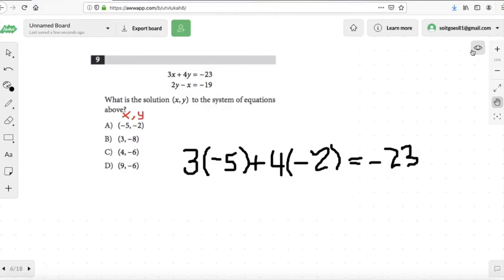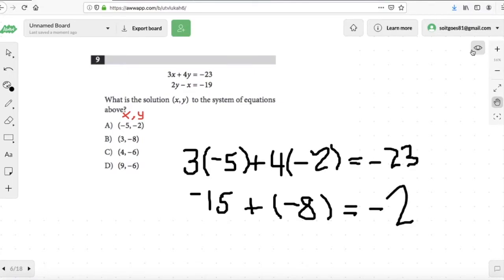Okay, all right, let's simplify that. Let's get our arithmetic down here. Yep, 3 times -5 is -15. Remember, a positive times a negative is negative. And again, positive times a negative is negative. Excellent. All right, does that equal -23? Yes, it does. -15 plus -8 is -23.